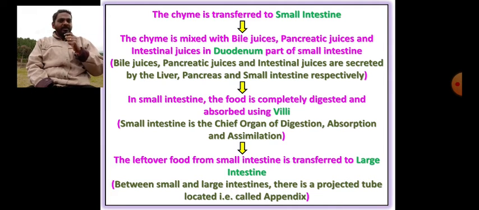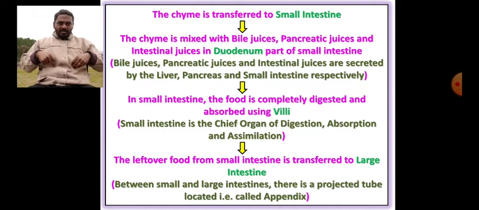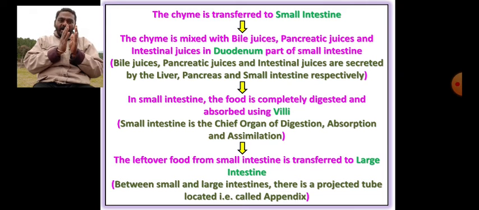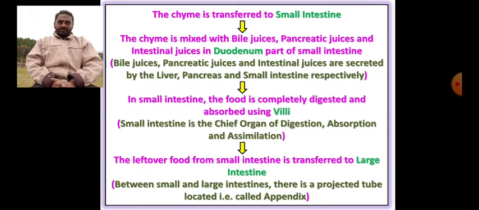Now again I repeat: mouth, salivary juice; stomach, gastric juice; liver, bile juice; pancreas, pancreatic juice. 4 types already completed. Now small intestine, intestinal juice. So these all are groups of enzymes, groups of hormones, groups of different types of salts, groups of different kinds of digesting components, biochemical components.